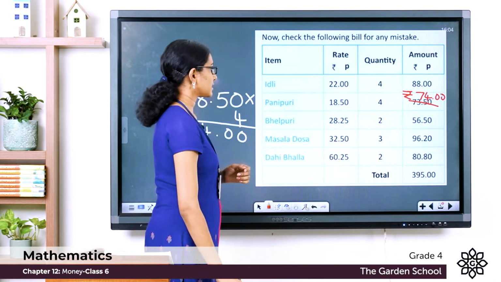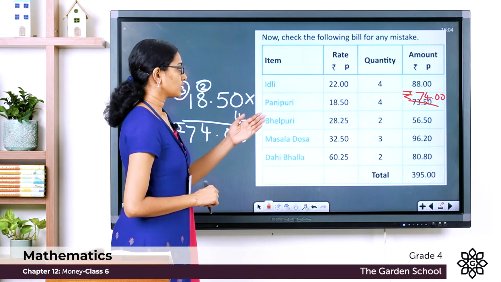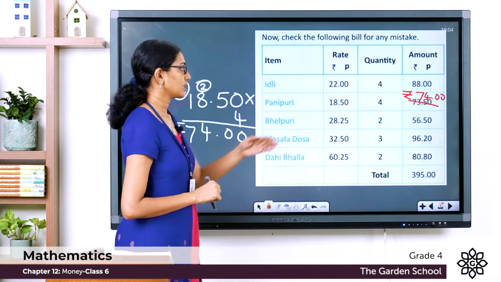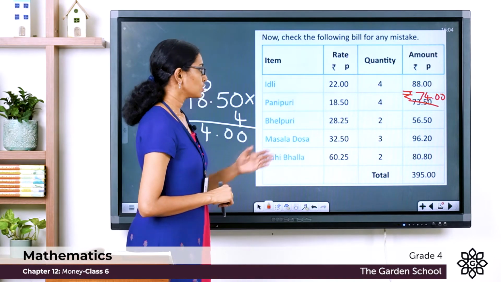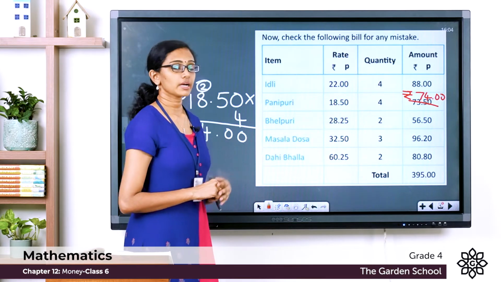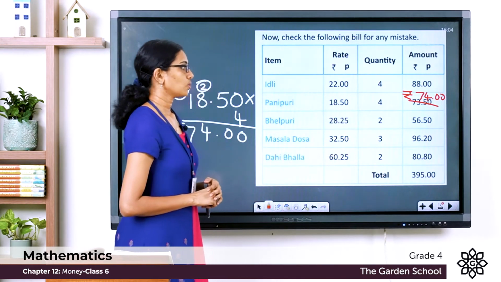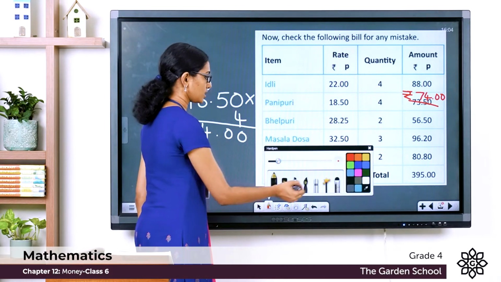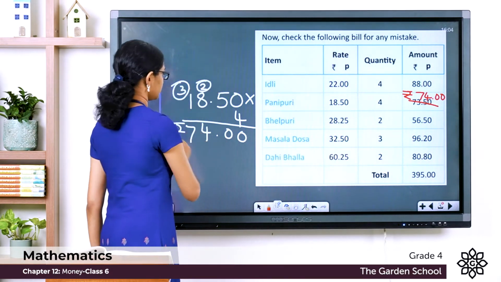Now let's check the next one, bhel puri. The rate per item is 28 rupee 25 paise and the quantity is 2. So the cost of bhel puri will be 28 rupee 25 paise into 2. And let's check what is the amount that we will get. Let's do the calculation.